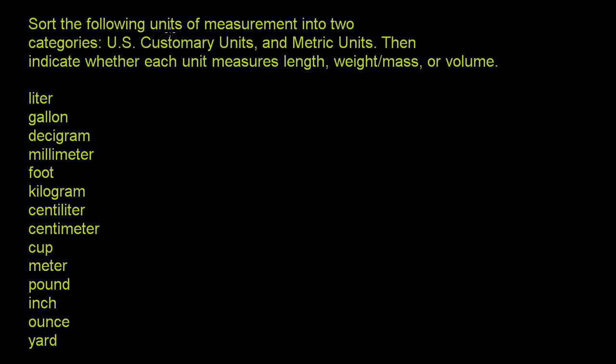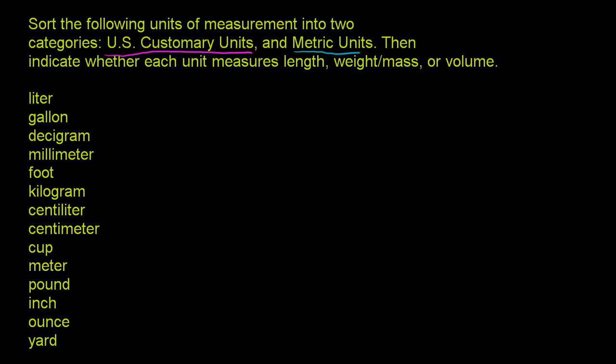We're asked to sort the following units of measurement into two categories: US customary units and metric units. These are just two different systems, and you'll get more and more familiar with them. Then indicate whether each unit measures length, weight, mass, or volume. So let's do the first. Let's see which of these are US customary units versus metric units.